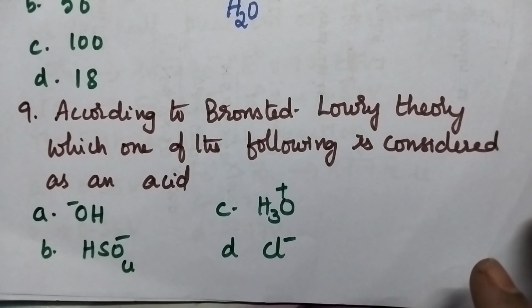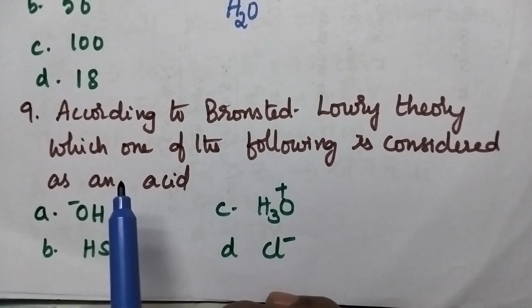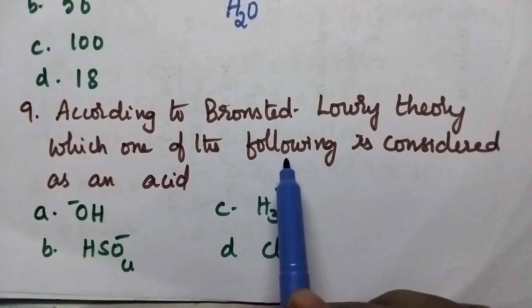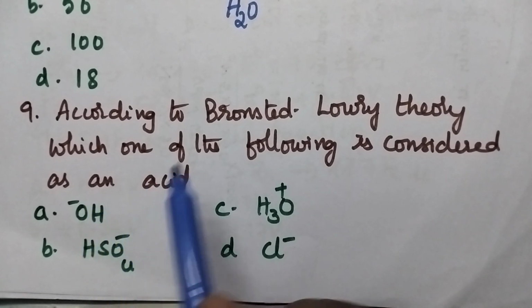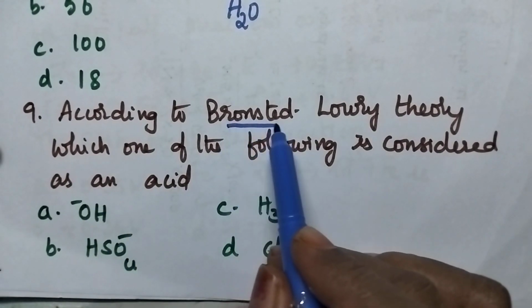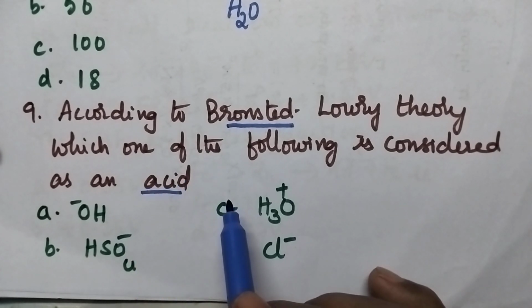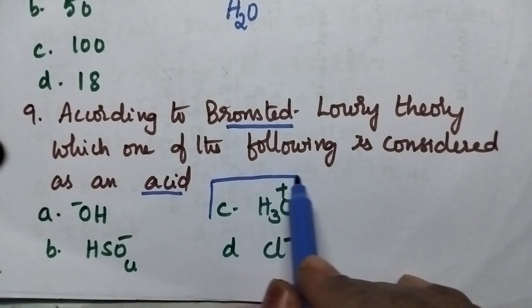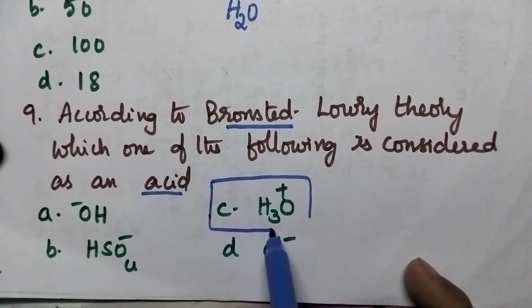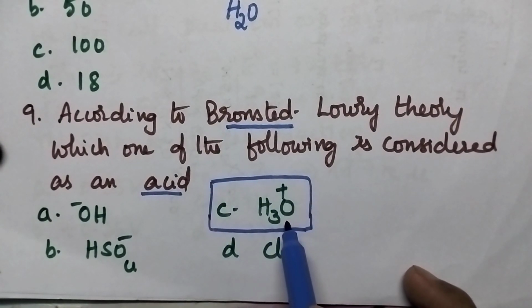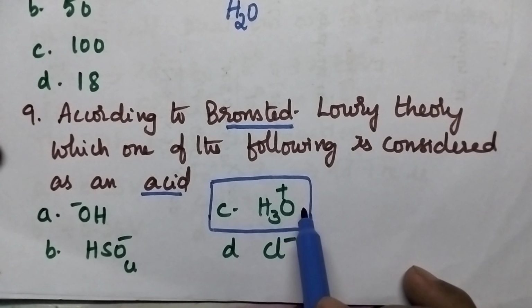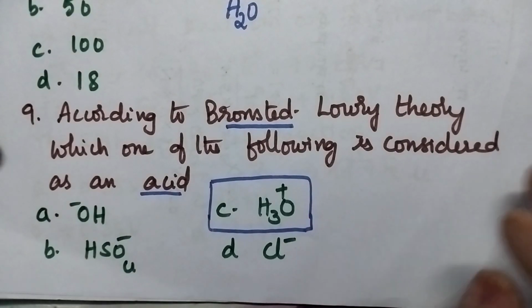According to Bronsted-Lowry theory, which one of the following is considered as an acid? According to Bronsted theory, an acid is a substance which donates a proton. So option C is the right answer. Hydronium ion is capable of donating a proton and hence it can be called a Bronsted acid.